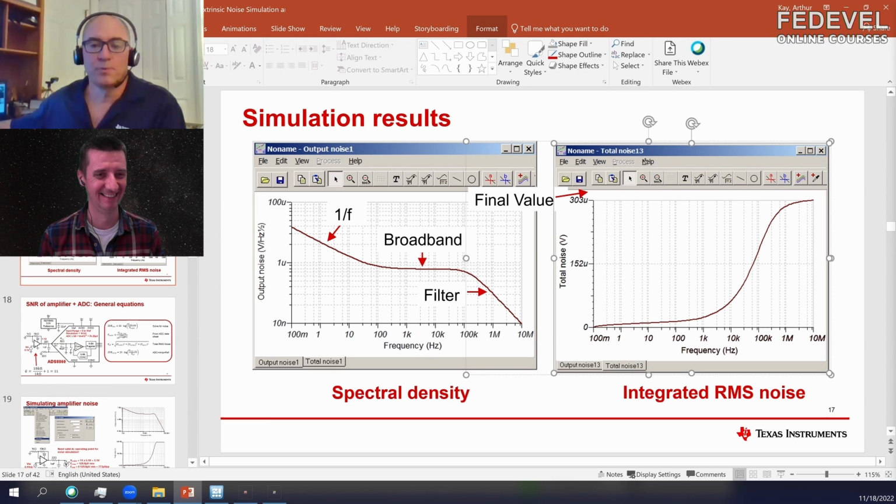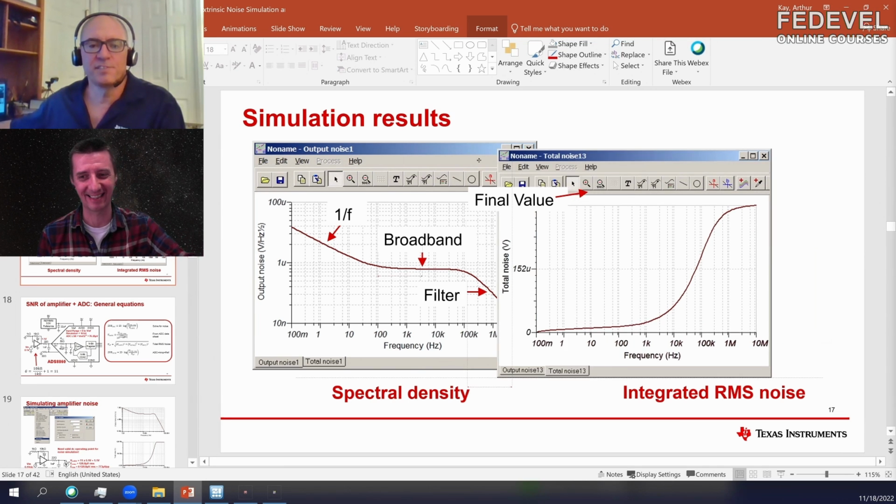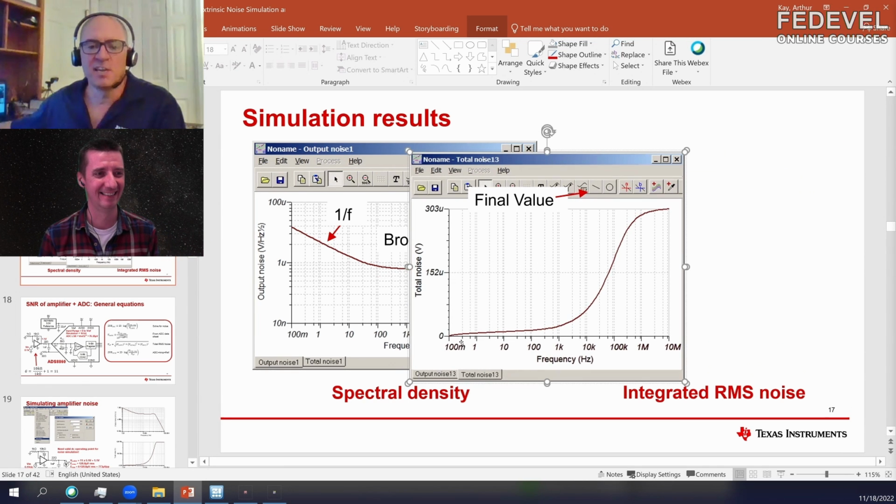Oh, so this is the noise per unit hertz. We were talking about this, but I still don't understand. From these graphs, it looks like this is the integration. So we're integrating up this area, and then we're integrating up this area. So at 10 kilohertz, we've integrated this curve.